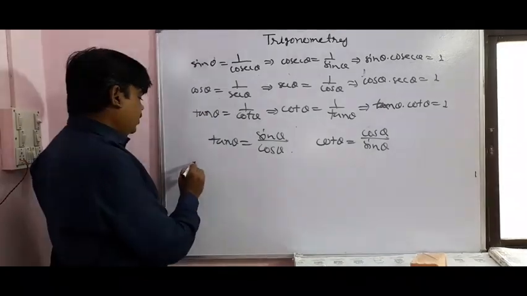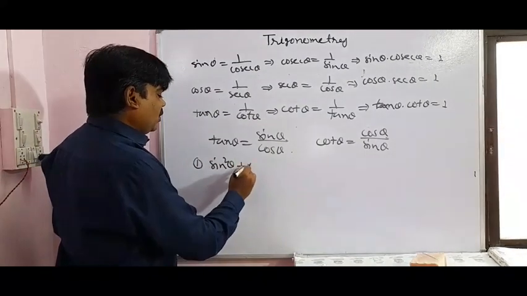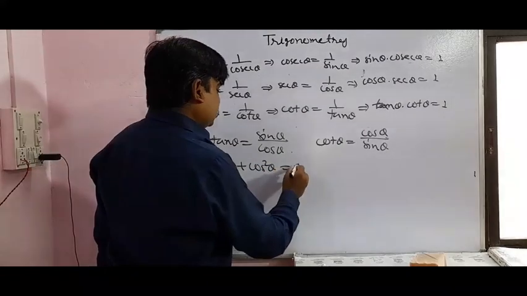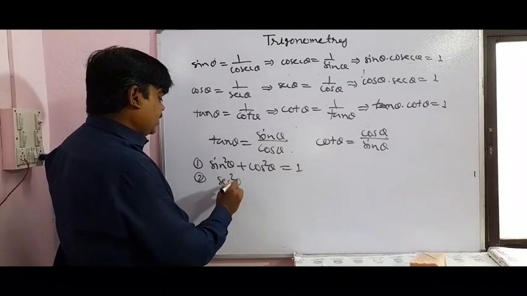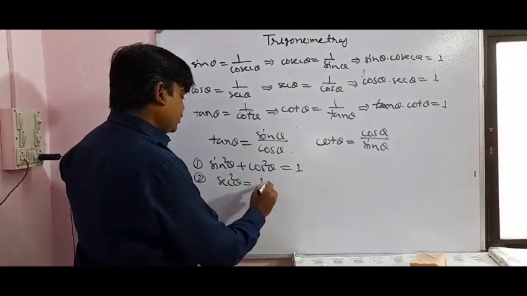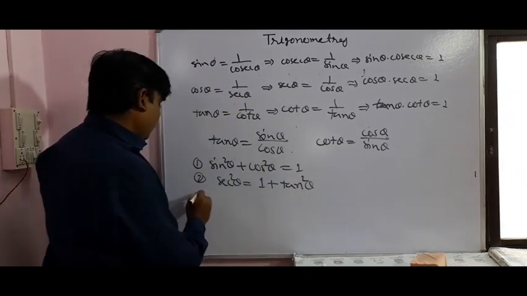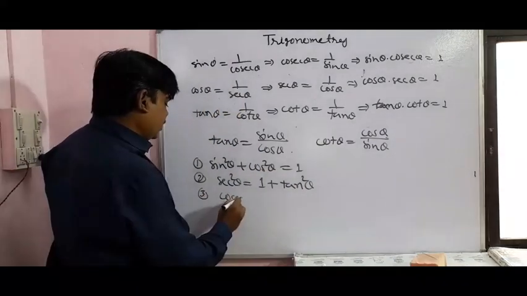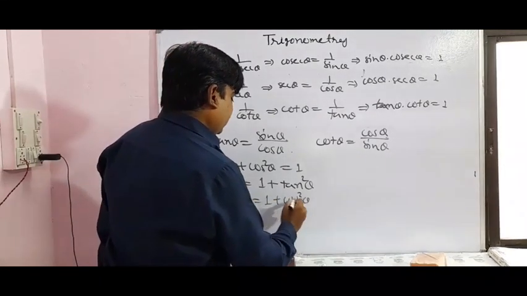Now we have three important identities. The first one is sine square theta plus cos square theta equals 1. Another is sec square theta equals 1 plus tan square theta. And the third one is cosec square theta equals 1 plus cot square theta.